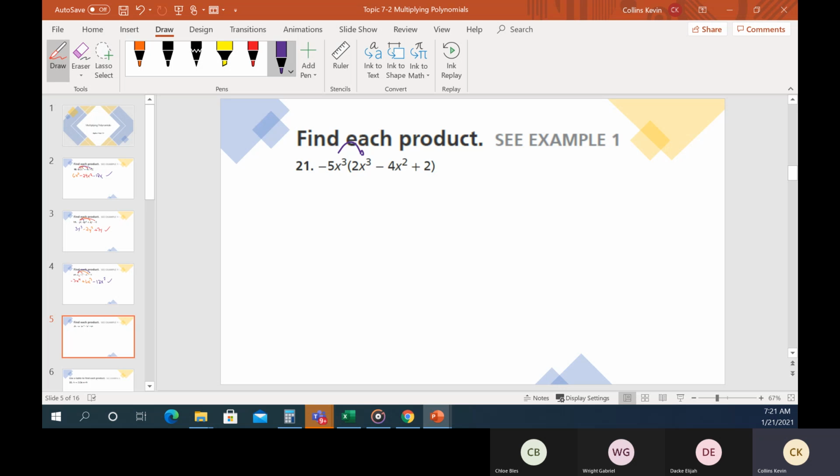So same deal. We have minus 5 times 2, that's minus 10. X to the third and x to the third is going to be x to the sixth. We have minus 5 and minus 4, so that's going to be a plus 20. X to the third and x to the second gives you x to the fifth. And then finally, we have minus 5 times 2, so that's going to be minus 10, and just bring the x to the third along. Easy and peasy. All right, give me a second to write that down if you like.